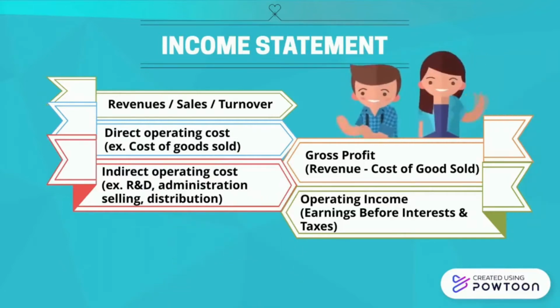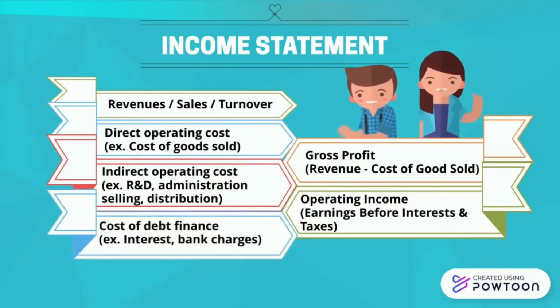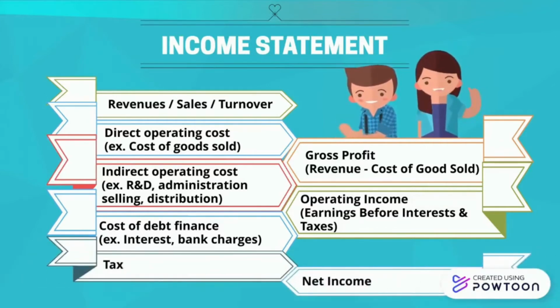Below the operating income line on the income statement, we can then deduct the cost of debt financing. This includes interest expense and bank charges. After deducting the cost of debt finance, there is often another subtotal for earnings before tax. Below that, taxes are deducted, and finally, we arrive at the net income, the bottom line. Net income can also be called net earnings or net profit. This is the bottom line of the income statement, which then feeds into the retained earnings account on the balance sheet.